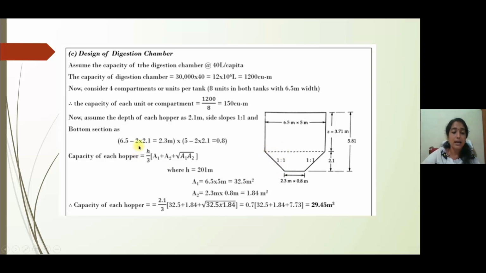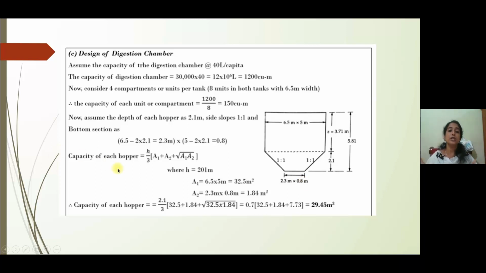And you can subtract this 2 into 2.1, that is 2.3 meter, and the other dimension, that is 5 meter. 5 meter means our width, that is 5 meter minus 2 into 2.1. Again, the slope is 1:1 and the depth is 2.1. Then we can calculate it as 2 into 2.1, that is 0.8. Then the bottom dimension will be 2.3 meter into 0.8 meter.